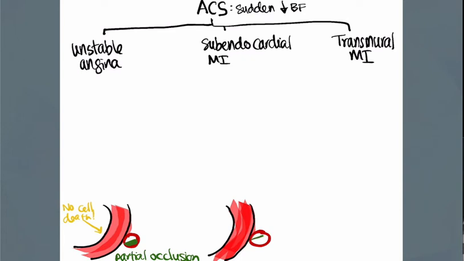Okay, subendocardial MI. We're going to have a more severe occlusion. So I'm going to try to color my circle in a little bit more than I did in the last one. So here we again have partial occlusion, but more severe, right? We've caused a greater amount of blockage than you see in unstable angina. And this is now going to lead to cell death of the subendocardial region.